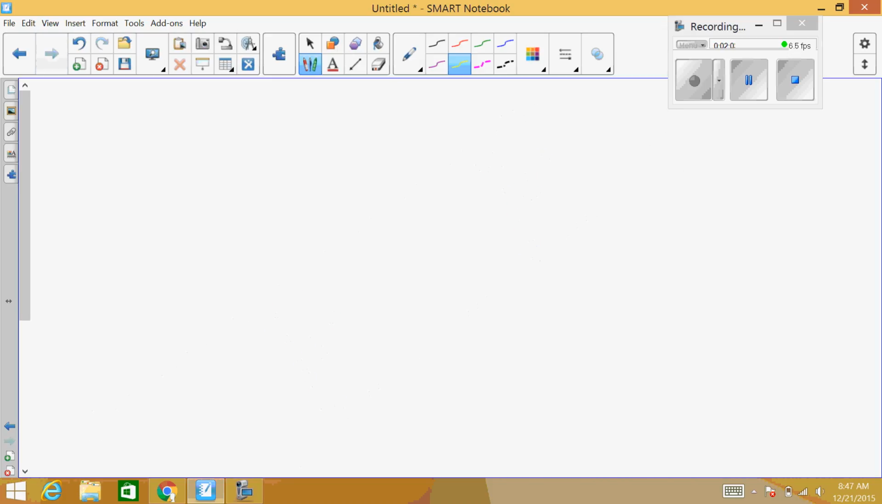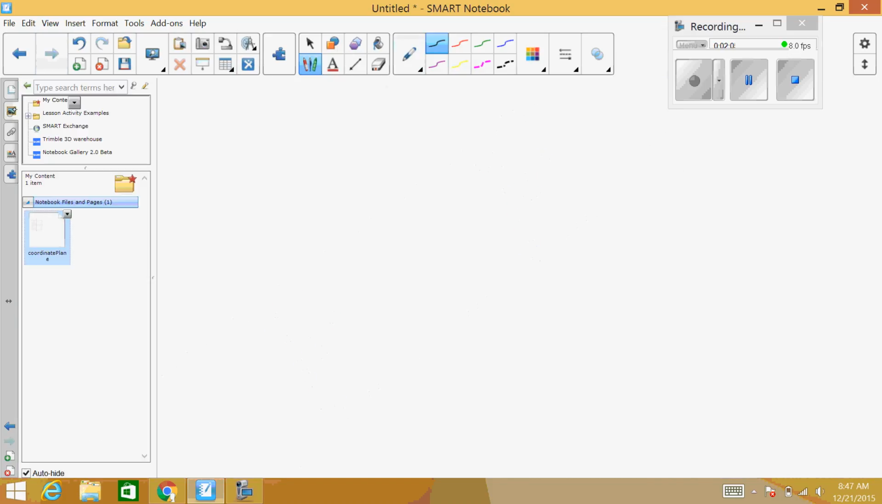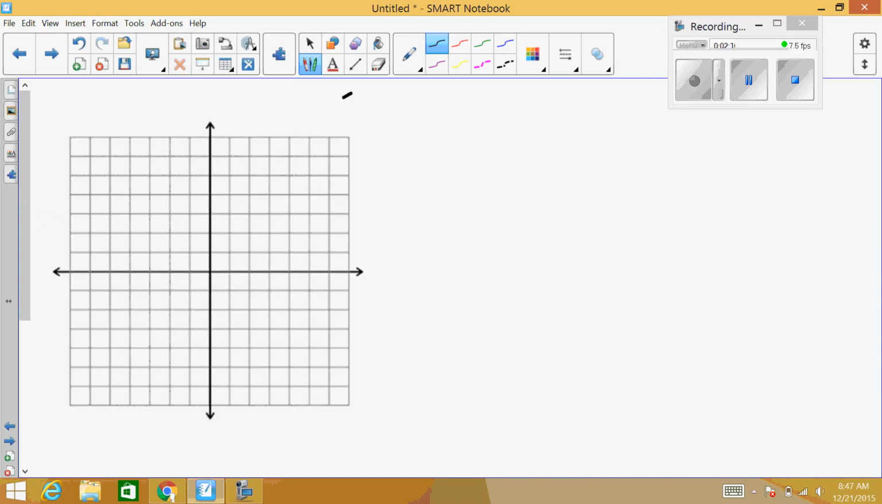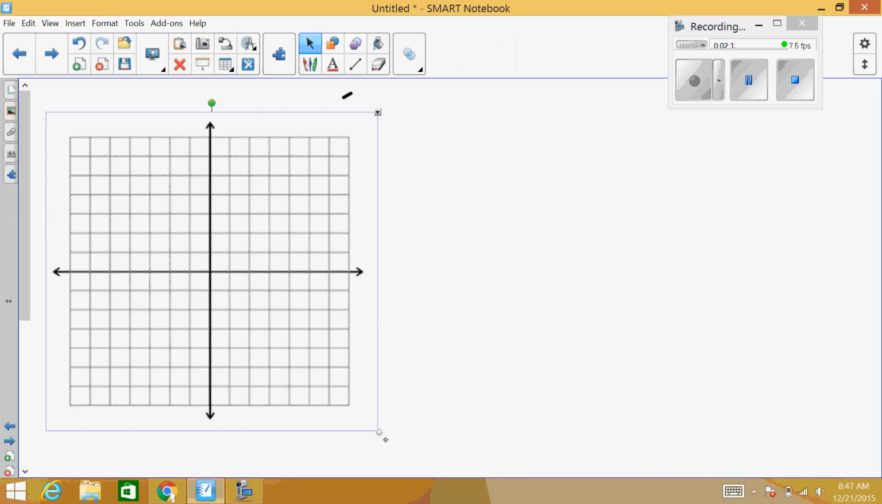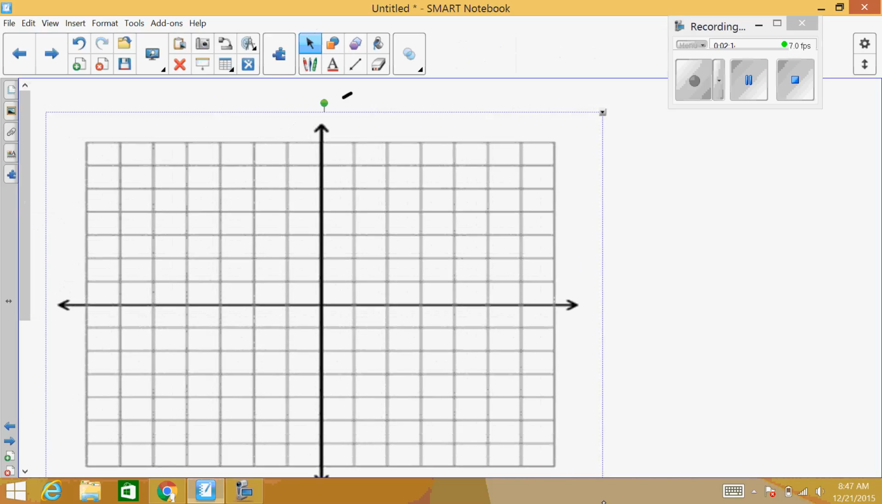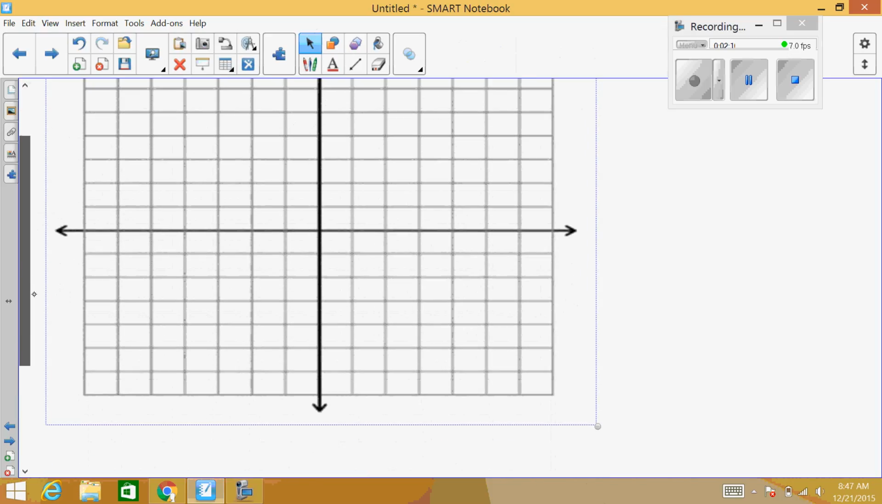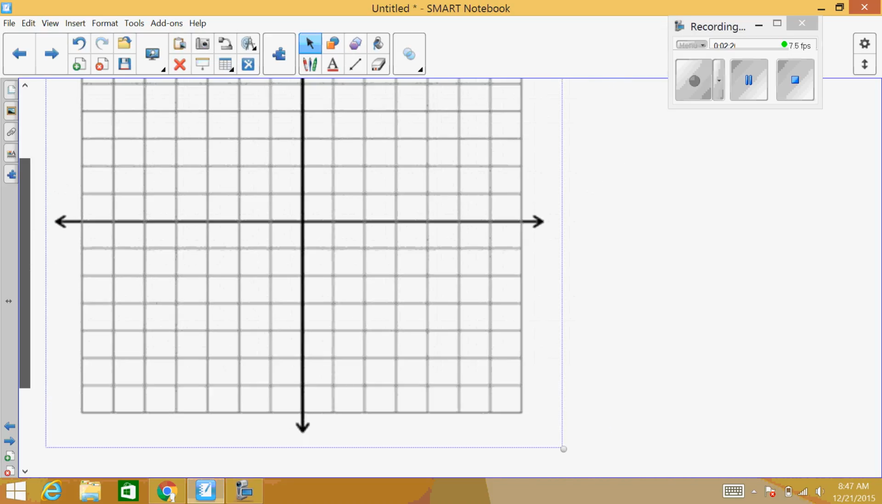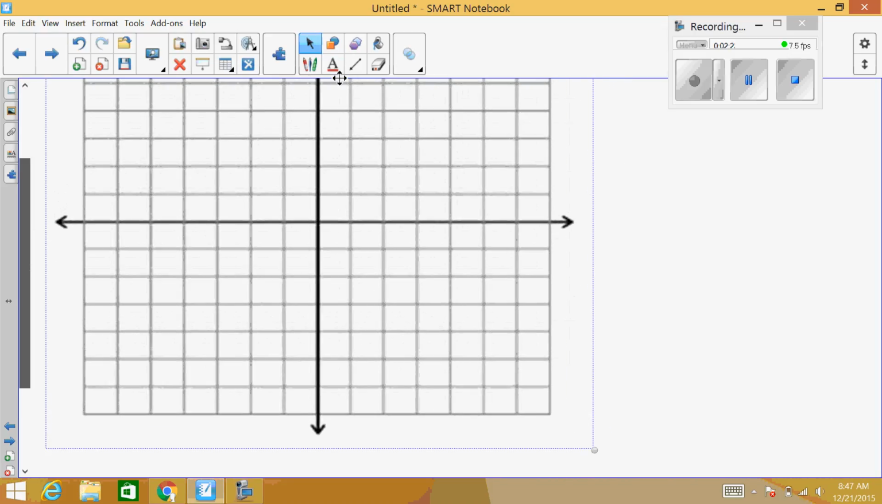Well, what happens with parallel lines for us? We've been talking about equations, linear equations. So here's my coordinate system. Let's see if we can make that a little bit bigger. Stretch it out a little bit for us. Okay. And there we go. I'm happy with that.